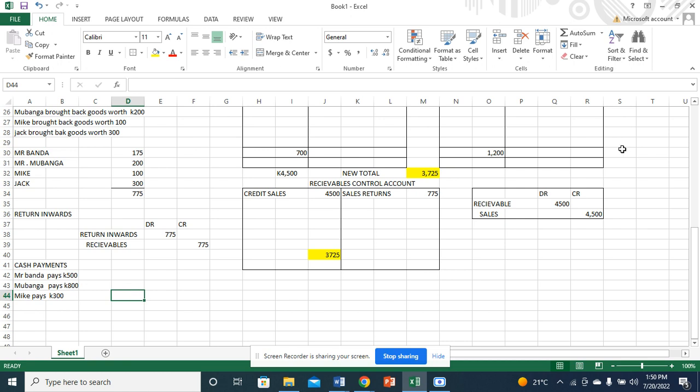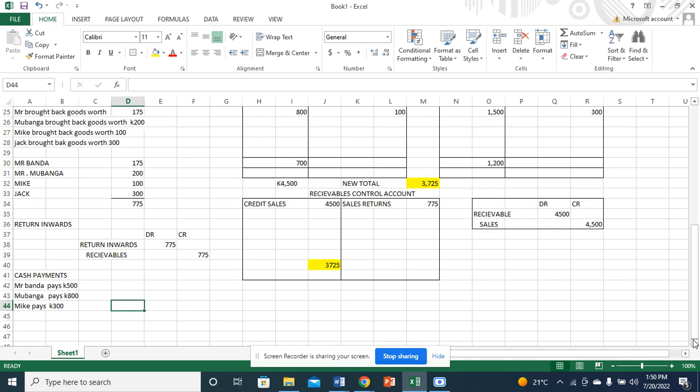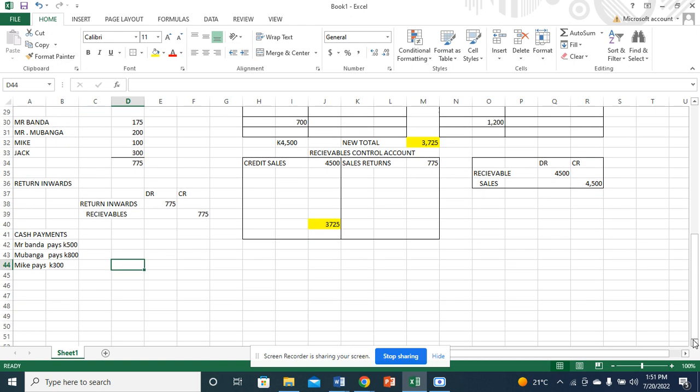So here our receivables are paying us. When they are paying, it's like they are reducing. Once a receivable pays you, that's a reduction in an asset, and remember, a reduction in an asset is credited. When a receivable pays you, you receive money, cash. Cash is an asset, and an increase in an asset is debited.